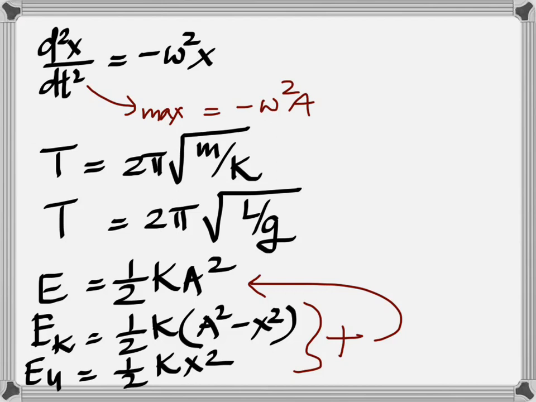If you add the potential and the kinetic energies, as you can see mathematically, the 1/2 K x squared and the negative 1/2 K x squared get cancelled and you will get 1/2 K A squared. Check. So that's the total mechanical energy.